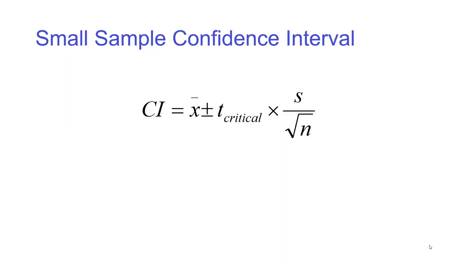The general formula is written like this, so it's exactly the same as the Z formula. Confidence interval is the mean, so the x bar, plus or minus, so you do 2 separate calculations for each of the ends of the confidence interval, the t critical, so the number you've just found from the tables, times s, so the standard deviation of your sample, divided by square root of n.